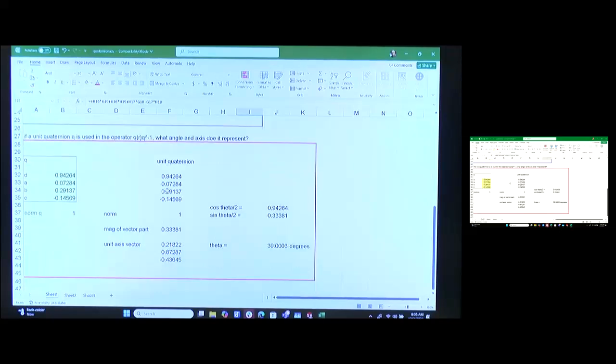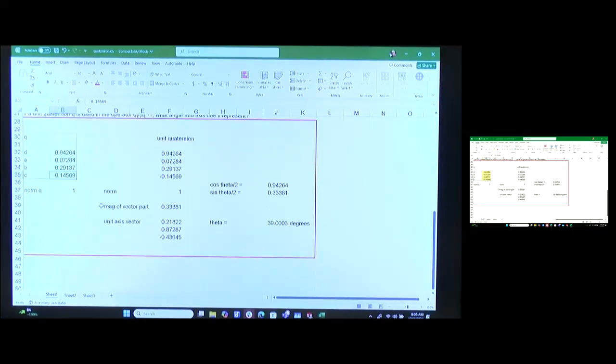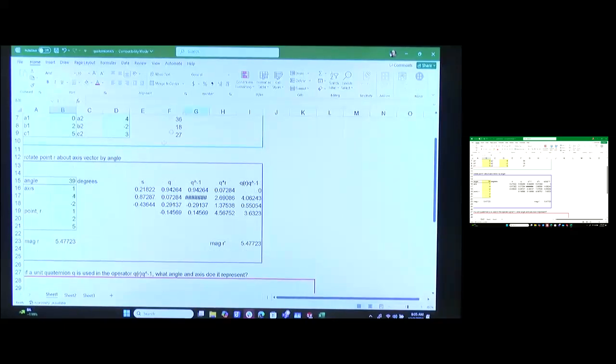And what's this one do? It says, if you're given a unit quaternion, and we're going to find that a unit quaternion is one where if you take the square of all four of those numbers and sum them up, you get 1. Every unit quaternion represents an orientation. So if I had a unit quaternion, I would love to be able to find the angle and the axis. Those are in the spreadsheet.